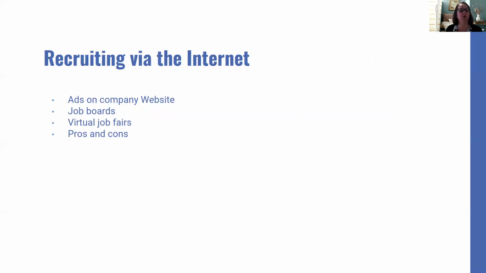Then there is a lot of recruiting over the internet. A company could put an ad on their website, or there are job boards, or virtual job fairs. There are pros and cons to these, but they are used a lot, and Indeed is the number one job board out there right now, but there are others that are very popular. Monster is less popular today, but it's still used quite a bit. Career Builder is very popular. Glassdoor is very popular. And in your specialized field, you should become aware of what the job boards are. In marketing, Adweek is a very popular one that I refer my students to.